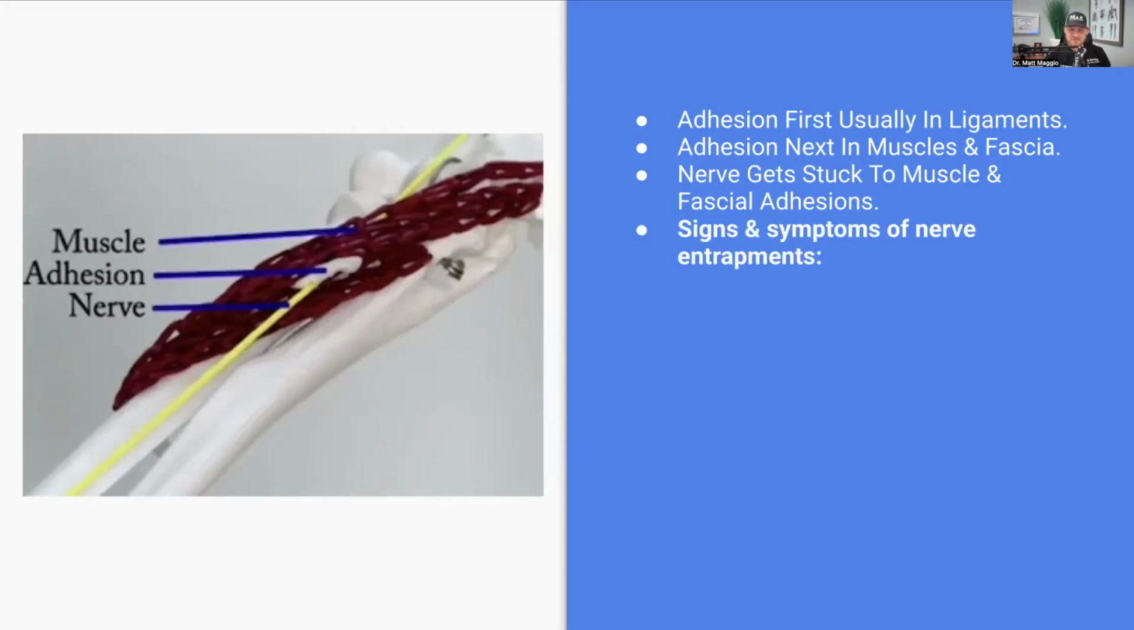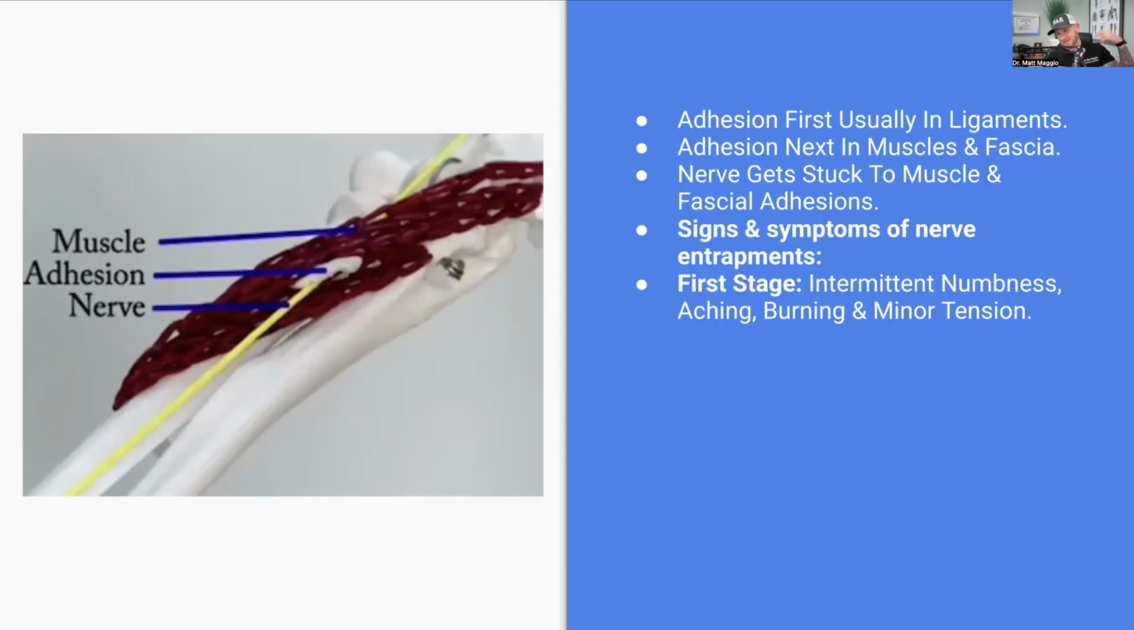So, signs and symptoms of a nerve entrapment. There's three stages that I see. Usually in the early stage, it's going to just be some intermittent numbness, maybe a little bit of aching, a little bit of burning, and some minor tension. Nothing that they're going to notice that much, not enough to make an appointment and come in and see you as a provider. But they're like, yeah, I feel a little tingle when I first get up, or if I've been sitting for too long, I feel that, but nothing too bad. They can shake it out and it feels better. So nothing that's going to get their attention.